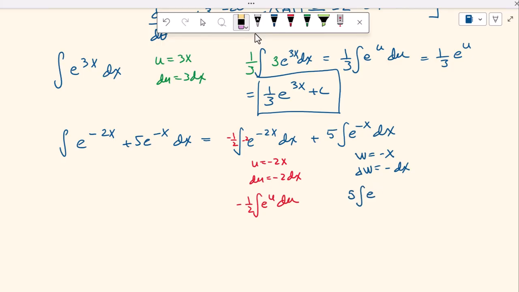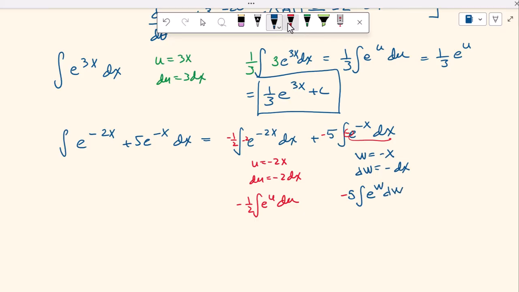And this should be w right here. So the e to the w, I don't have the dw. I'm missing a negative on the inside and a negative on the outside. And now this negative dx right here becomes my dw.